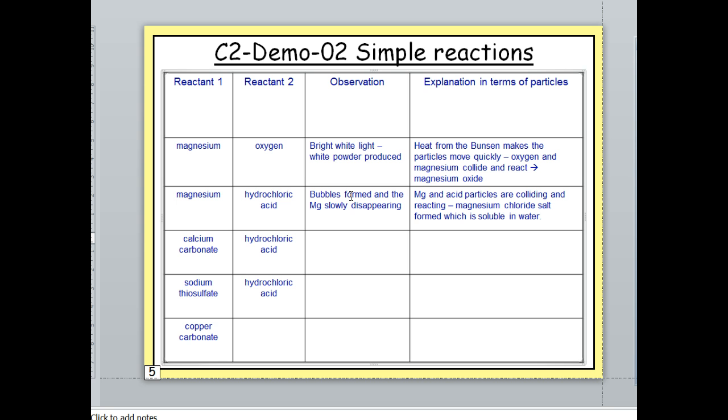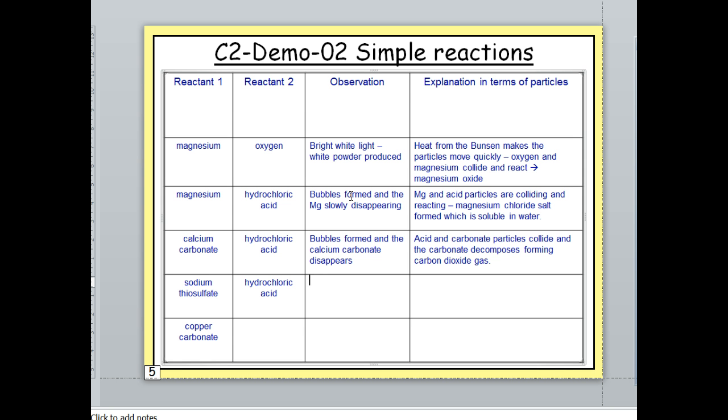Any carbonate tends to react with acids, producing carbon dioxide. So in this case the bubbles were also formed, and the calcium carbonate disappears, and this is because the acid and carbonate particles collide and the carbonate decomposes, forming carbon dioxide gas. That bubbles out of solution and escapes into the atmosphere, and we're producing a gas, a salt and water, so the solid dissolves away.